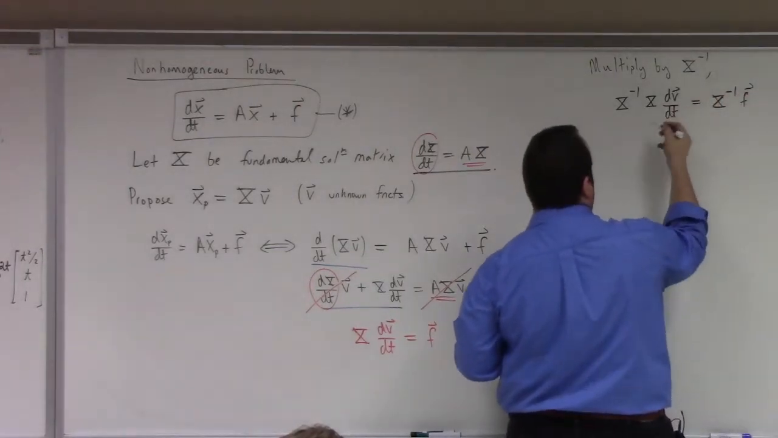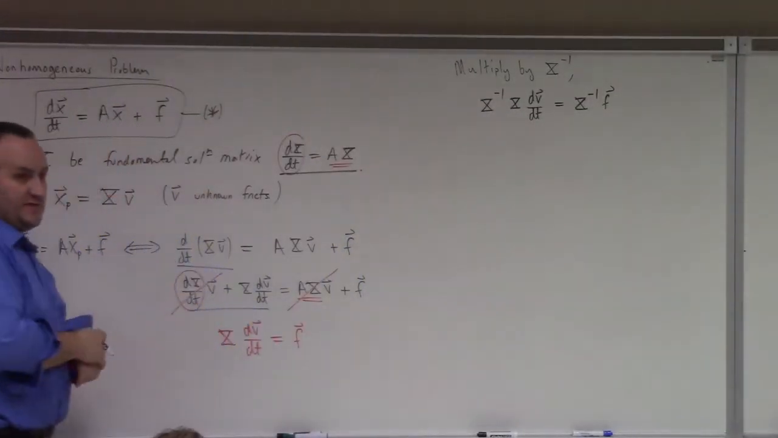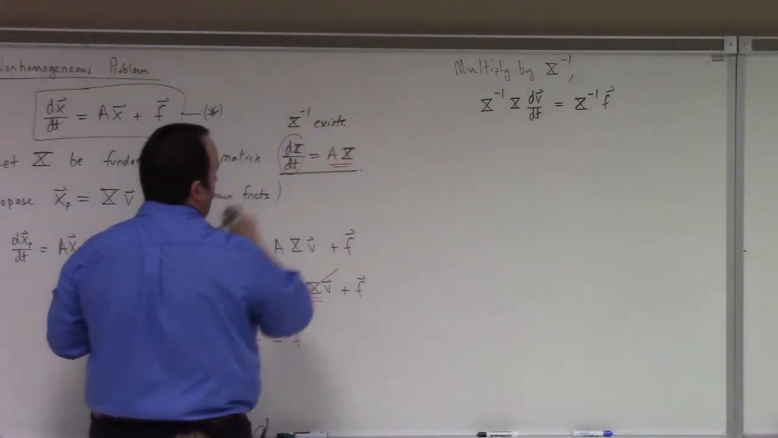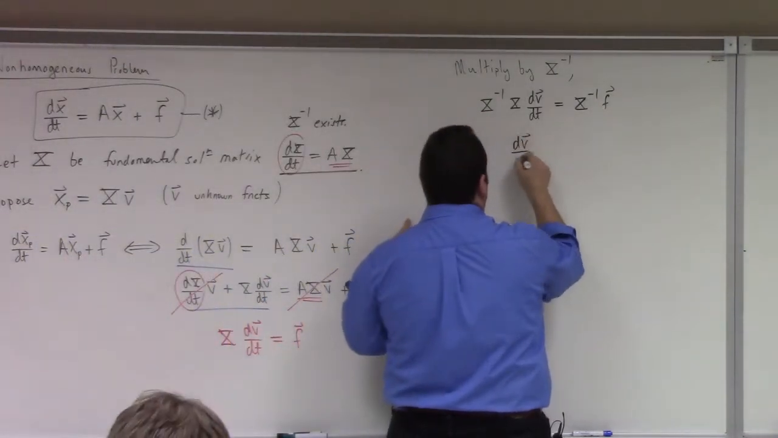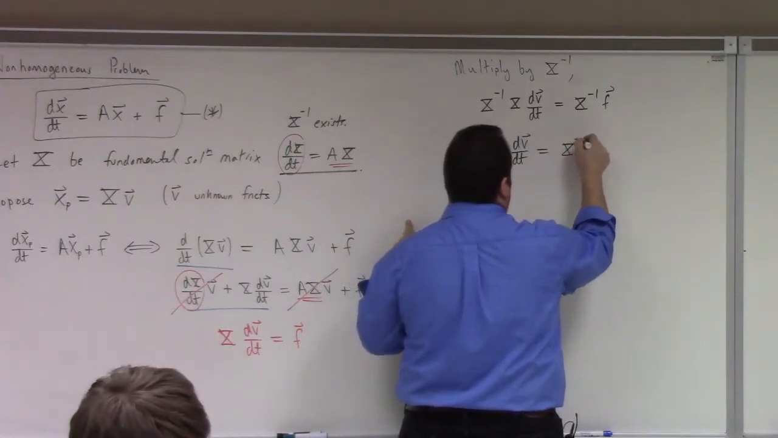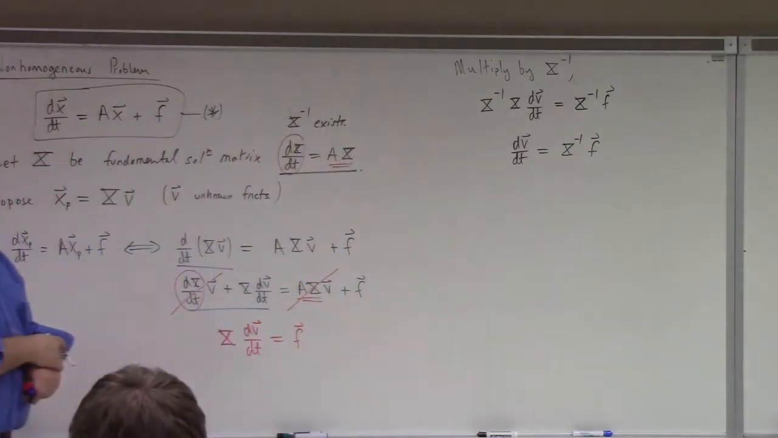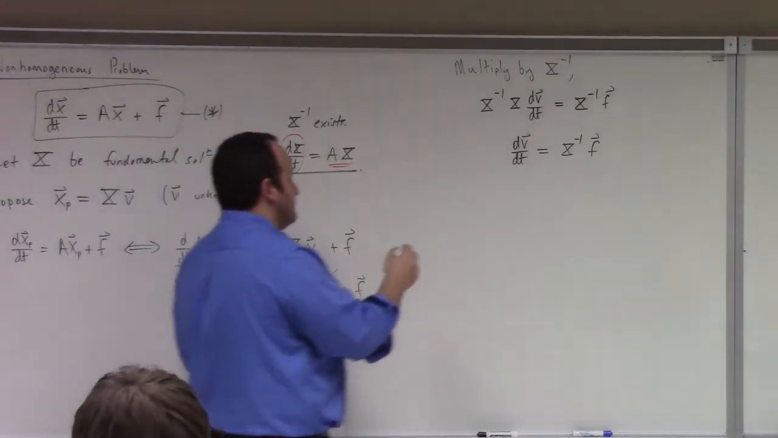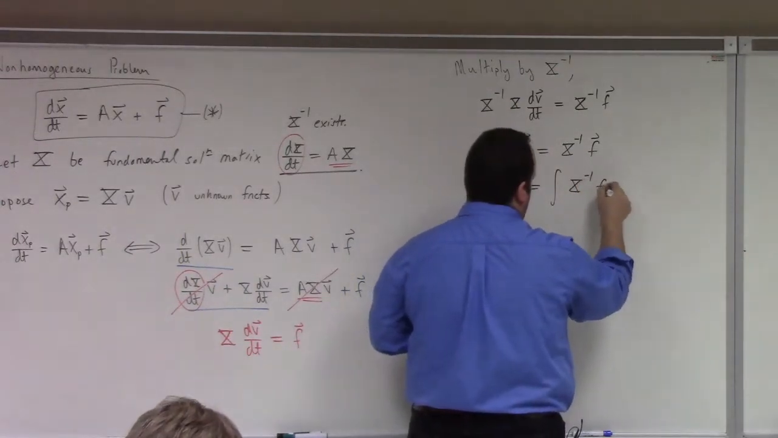But that's the identity matrix because X is invertible, right? It's a fundamental solution matrix, which part of the fine print here is that X inverse exists, right? So this gives me that dv/dt is equal to X inverse times f. And how do you solve for v? Integrate, right? So v is the integral of, let's say, X inverse of f dt.